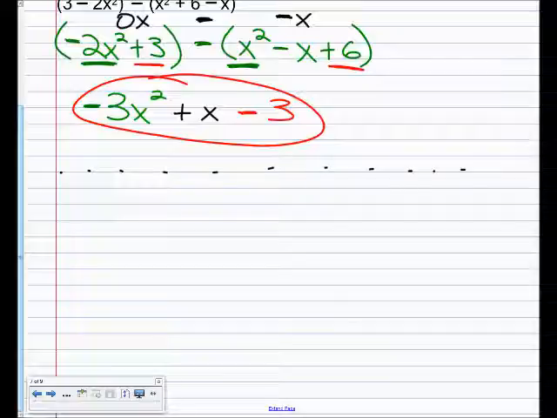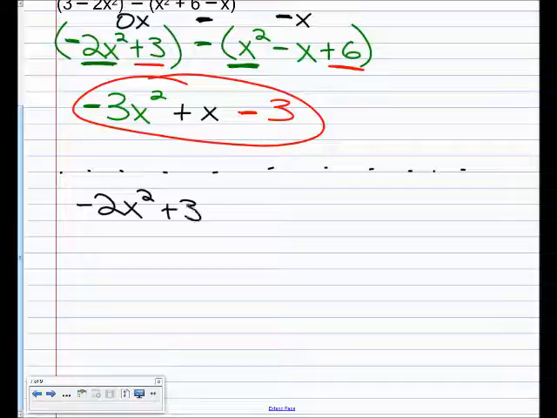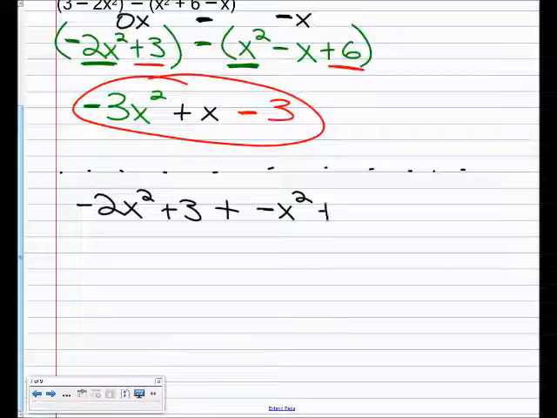So let's do it another way. And Lexi, I'm going to do it the way you asked about, distributing the negative. I'm still going to have negative 2x squared plus 3. But now I'm going to write plus, because if I distribute the negative, I change it to addition. And what happens to x squared, negative x, and 6? They all become the opposite. So I'm going to write minus x squared plus x minus 6. And then I would do the same process.